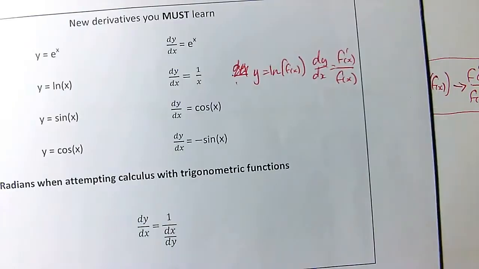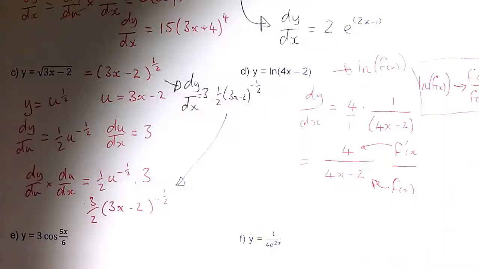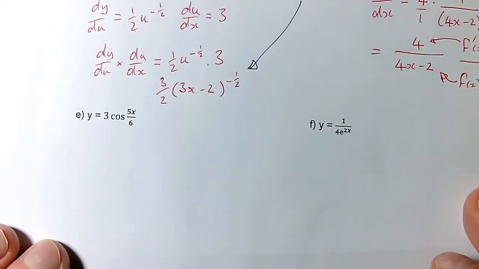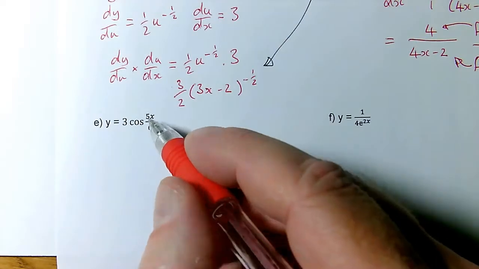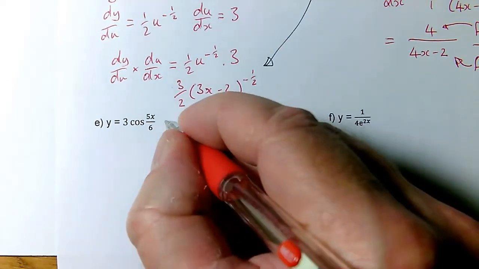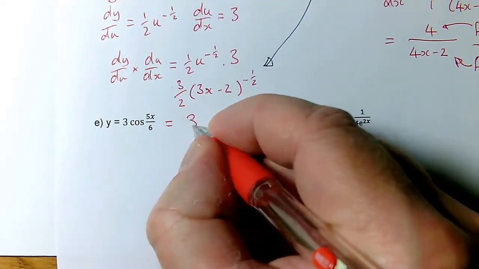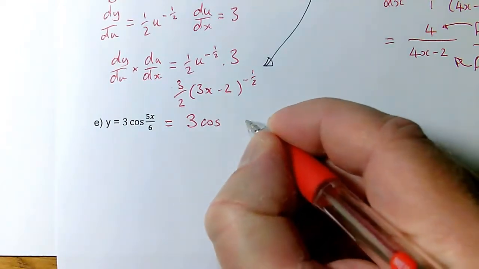Okay. All right, onwards with the exercise. So the next one is a very simple example of a cos. This is actually just a constant times x. So the way to look at this is we've got 3 times cos of something times x.